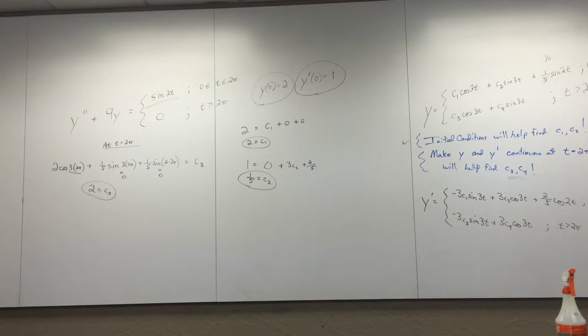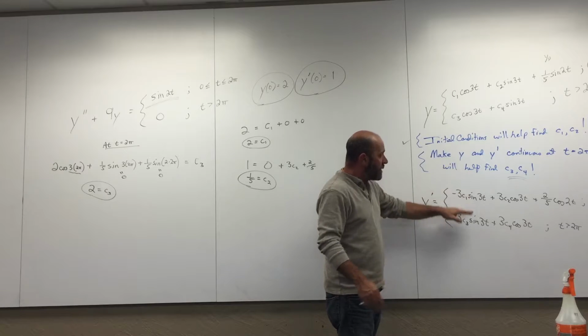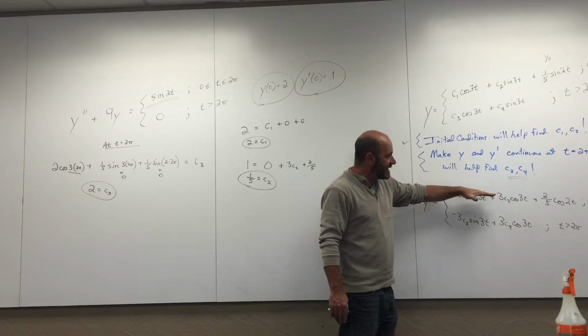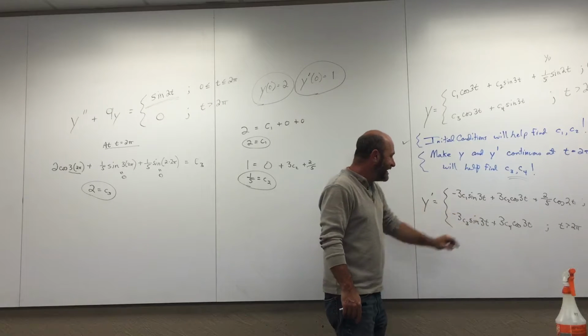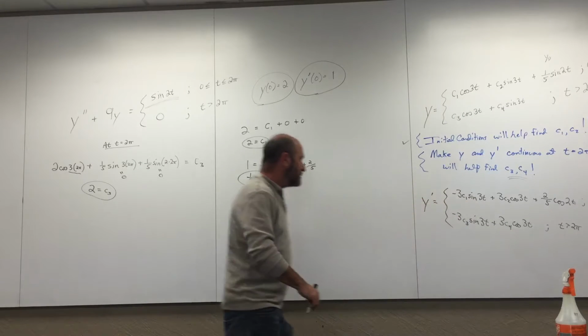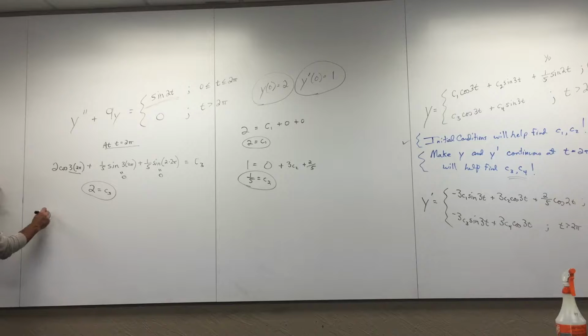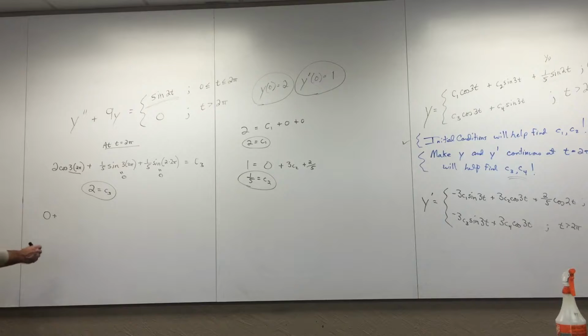All right. I also need my y primes to be continuous at 2 pi. That's what I want. So that means I'm setting this equal to this at 2 pi. All right, I'm going to try to do that. Plugging a 2 pi in there is a 0. Plugging a 2 pi in the next one is 3c2. Now hang on, it's a 3 times c2. Do I know c2? Oh, there it is. It's a 1/5. That's my 3c2.